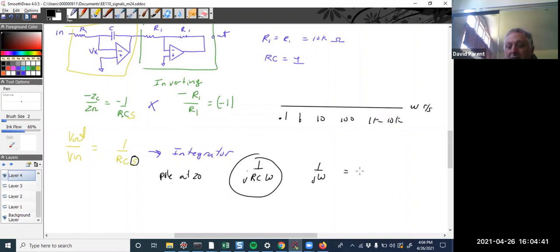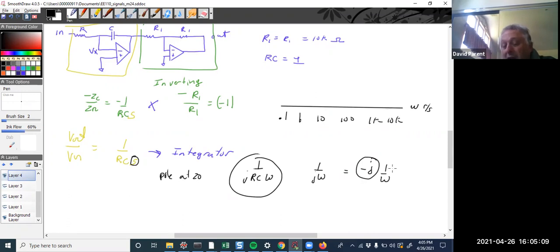omega, which would equal minus j over omega. So notice there's no comparison. This j is always active. This omega, this real part, is always active. And so the phase will always be minus 90, and this will always have a minus 20 dB per decade slope.